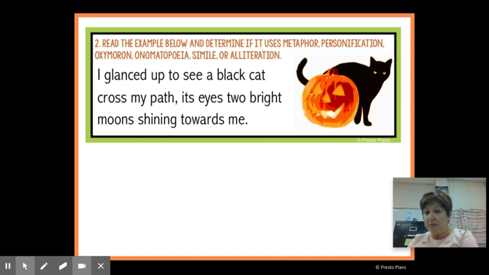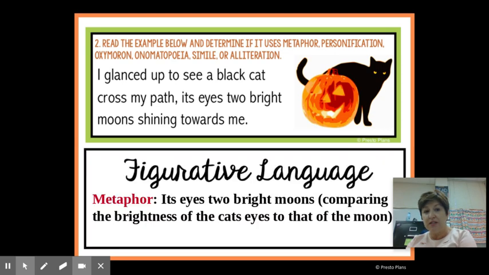A metaphor is the comparison of two unlike things, but it does not use the word like or as. Let's look at this example. I glanced up to see a black cat cross my path. Its eyes, two bright moons shining towards me. So in this metaphor, the cat's eyes and the moon are the comparison. And I will tell you something else to help you look for a metaphor. Metaphors are always written as if they're true facts.